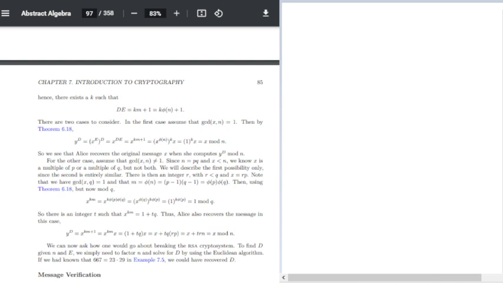For the other case, assume that the greatest common divisor of x and n is not equal to 1. Since n = pq and x is less than n, we know that x is a multiple of p or a multiple of q, but not both.